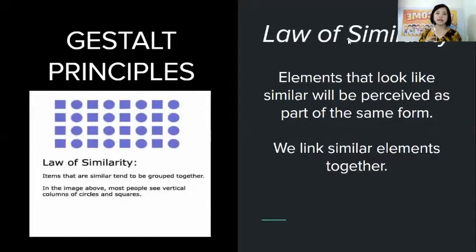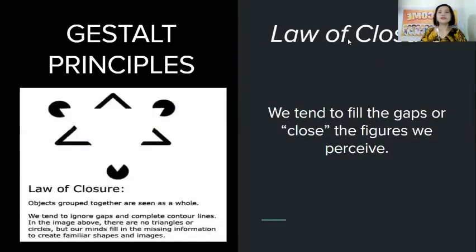Next, we have the law of similarity. Elements that look similar will be perceived as part of the same form. Ang batas na ito ay nakabatay sa ideya na ang mga katulad na bagay ay magkakasama, at itinuturing na may kaugnayan sa isa't isa. Simply, we link similar elements together. In the image above, most people see vertical columns of circles and squares. And next, we have the law of closure.